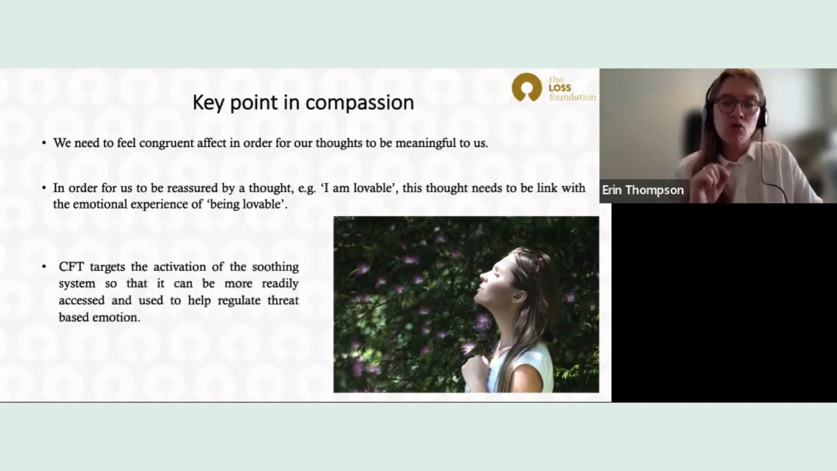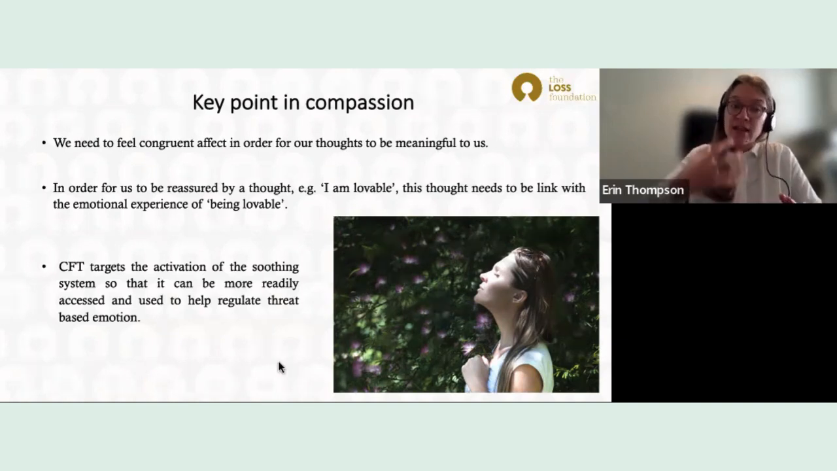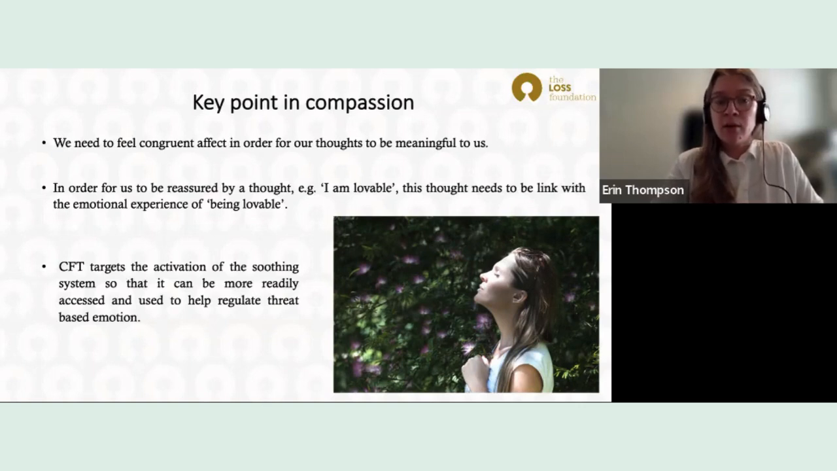So CFT really targets the activation of what we call the soothing system. If that positive affect system is not activated, there's little feeling added to the thought. And people who have very few memories or experiences of being, say, lovable or soothed may really struggle to feel reassured and safe just by generating alternative thoughts, which is why CFT really targets the activation of that system in a felt way. So it's very much a felt sense. This is what we really educate people around, and then try and target with a range of exercises.